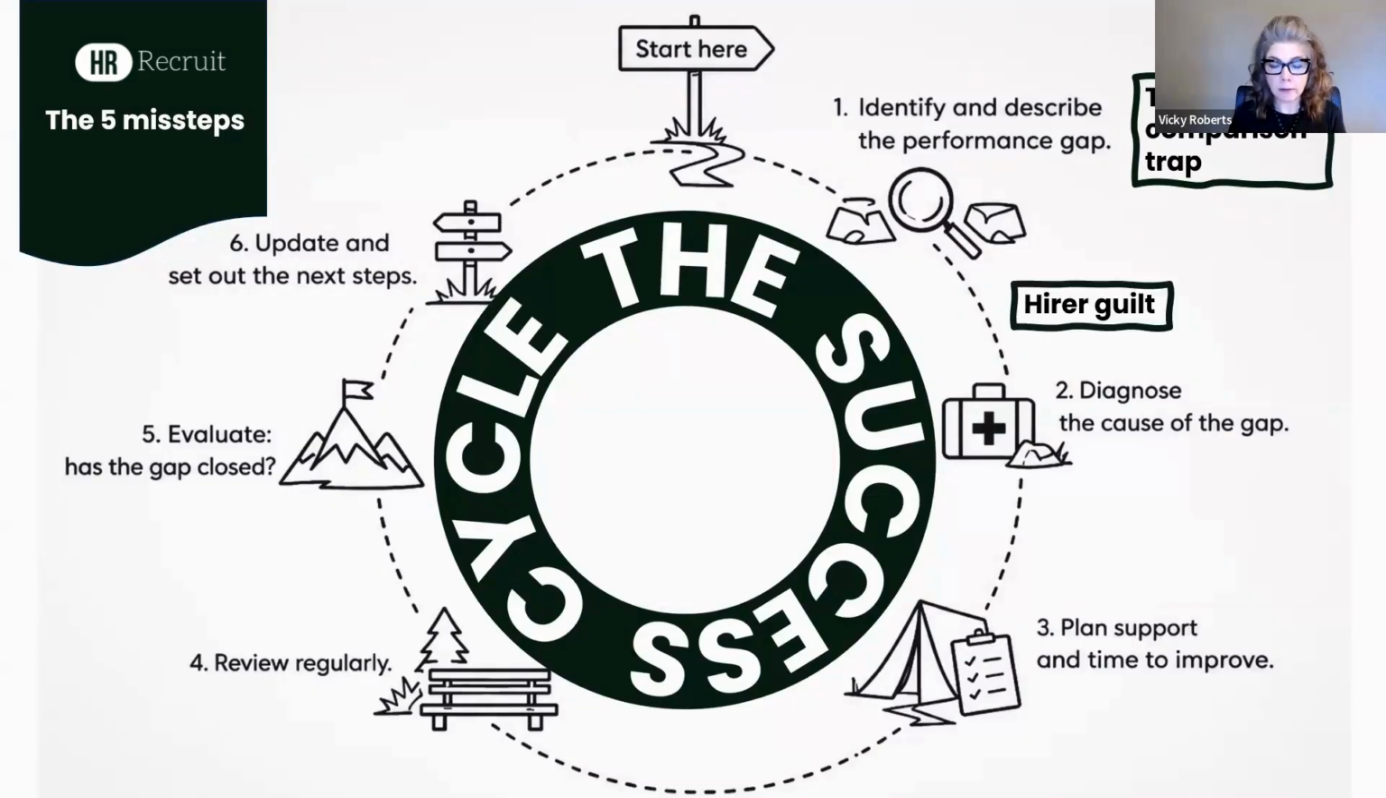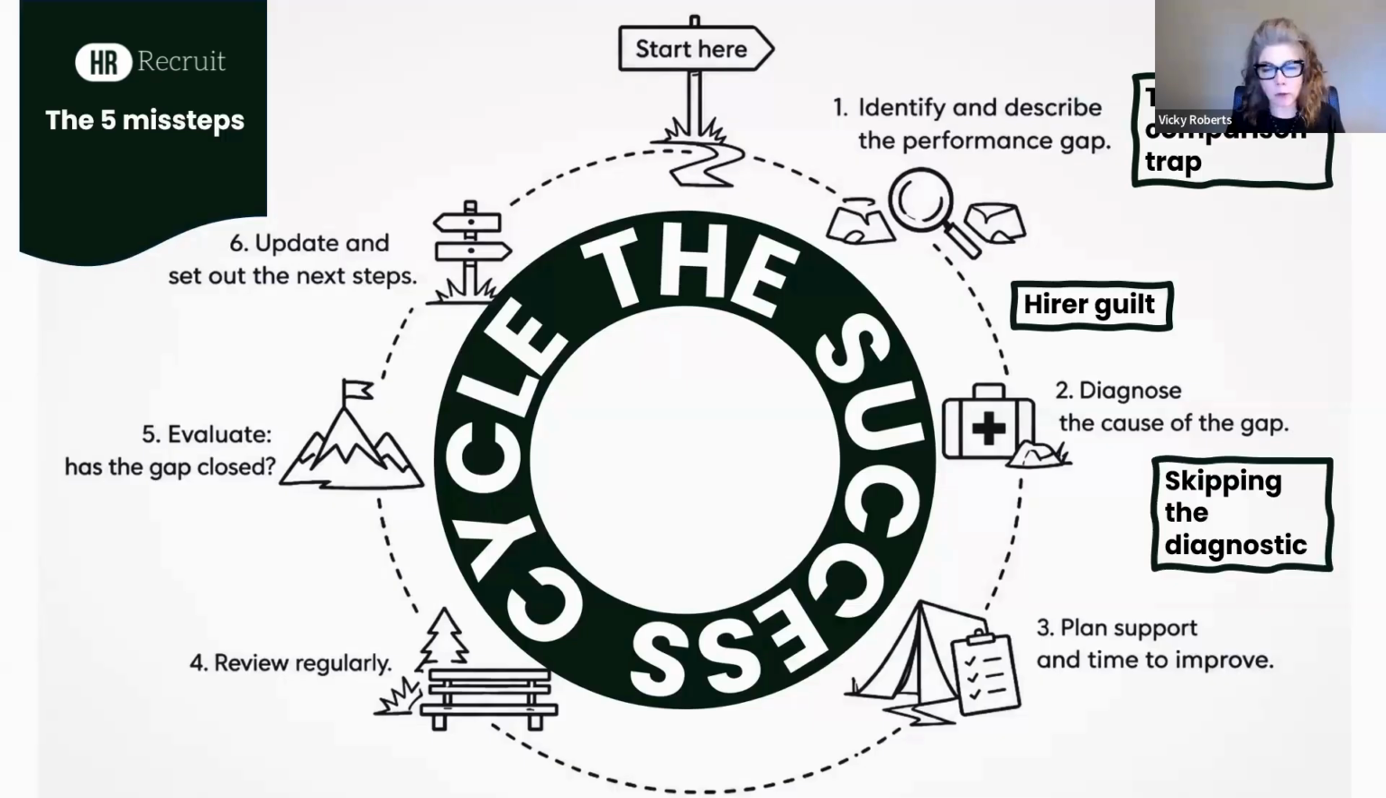In terms of the hire a guilt, I think that sits in the middle between describing the gap in the first place, but also beginning to think about what the diagnosis of that gap might be. Skipping the diagnostic, that's all around the good old diagnosis, the second step of the cycle, which is the all-important thing for me before we then start putting in PIPs or action plans, that sort of thing. And I know there's quite a number of comments about skipping the diagnostic. Your SMART objectives obviously sit in the third stage, which is planning the support and the time to improve.